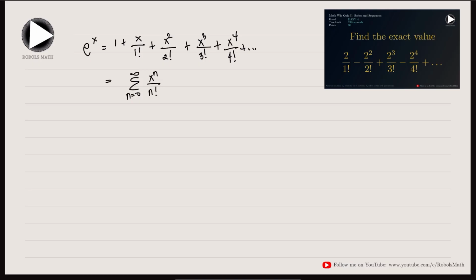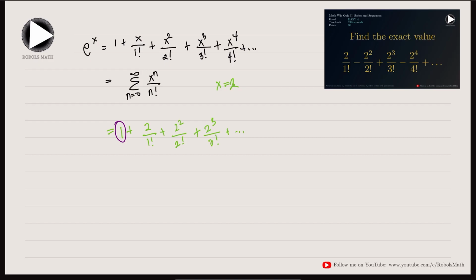This is quite similar to the given expression, because if we let x equals 2, we will have something like 1 plus 2 over 1 factorial plus 2 squared over 2 factorial plus 2 cubed over 3 factorial and so on. What's the difference though? The required series starts with 2 over 1 factorial instead of 1. And also the signs alternate.